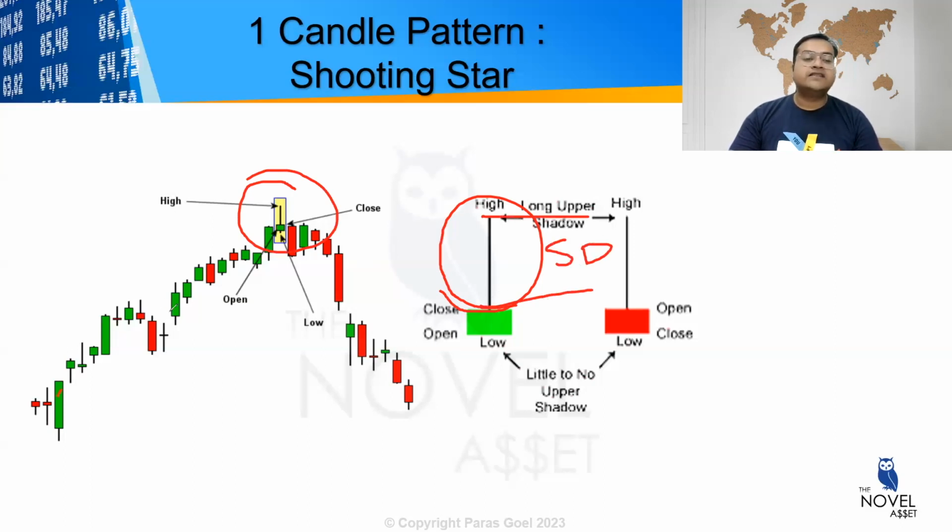So if the price is in an uptrend for a long period of time and you see such a candle which has a huge wick towards the upside, that means this is a sign of reversal. The sellers are trying to dominate the market, and even if the market goes back to retest it, you will still see that the market will try to go only downside.